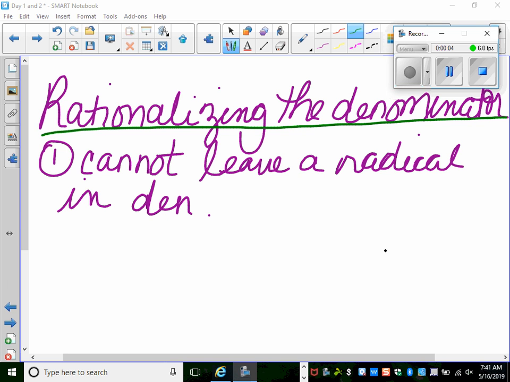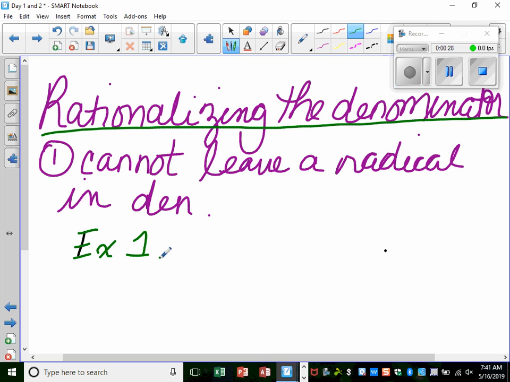Rationalizing the denominator means you cannot have a radical left in the denominator. So we're going to start with example 1. The main goal of rationalizing the denominator is so you will not have that radical left in the denominator. All right, so let's do example 1.